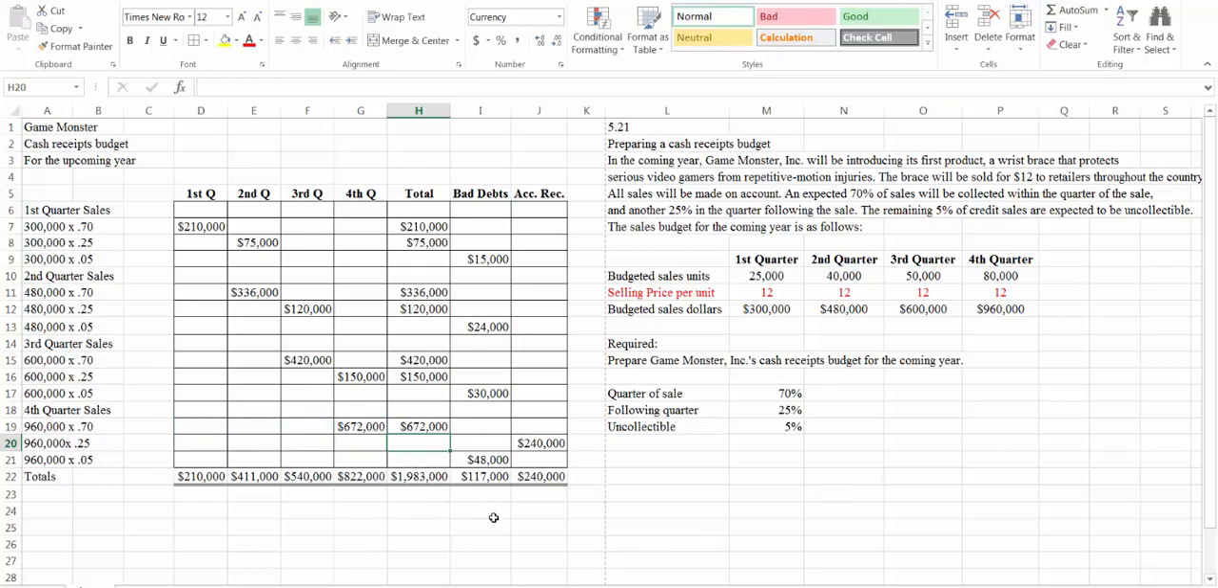All right. So now we can see our total collections for each of the 4 quarters. And these numbers here will be the numbers that you're going to carry forward to your cash budget. So your cash collections for the first quarter are going to be $210,000, the second quarter $411,000, etc. Okay. Our bad debts for the year are estimated at $117,000. And where are they going to go? They're going to end up on our income statement. And then our accounts receivable is going to be carried on to our budgeted balance sheet.